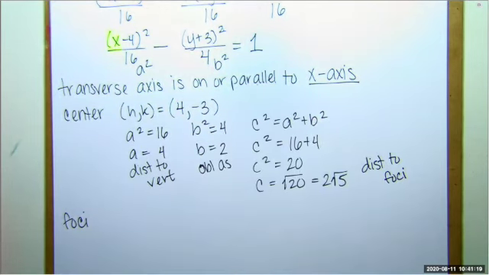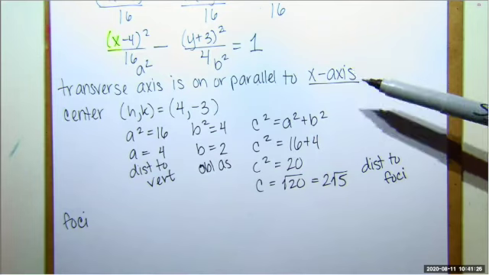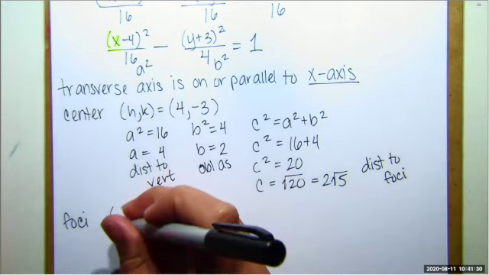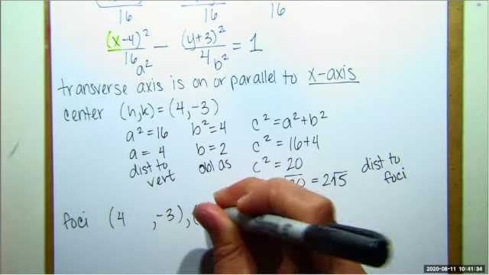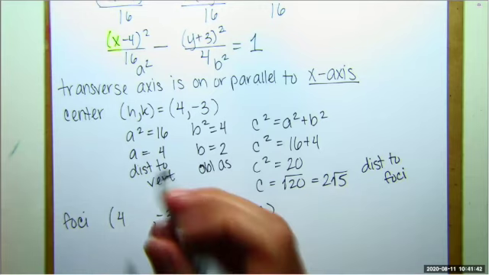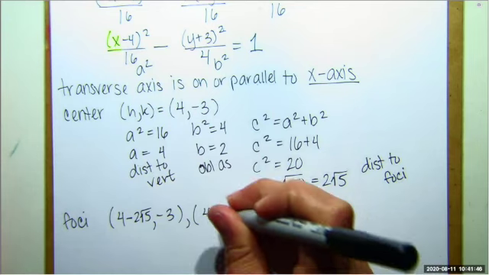Okay, so to get to our foci, we need to go a distance of c. Since our transverse axis is on or parallel to the x-axis, we're moving along that x coordinate. So what I like to do is start with my center, 4, -3, and leave myself some room on this x coordinate to fill in plus and minus c. So we want to go 2 root 5 in either direction. So 4 minus 2 root 5, 4 plus 2 root 5.